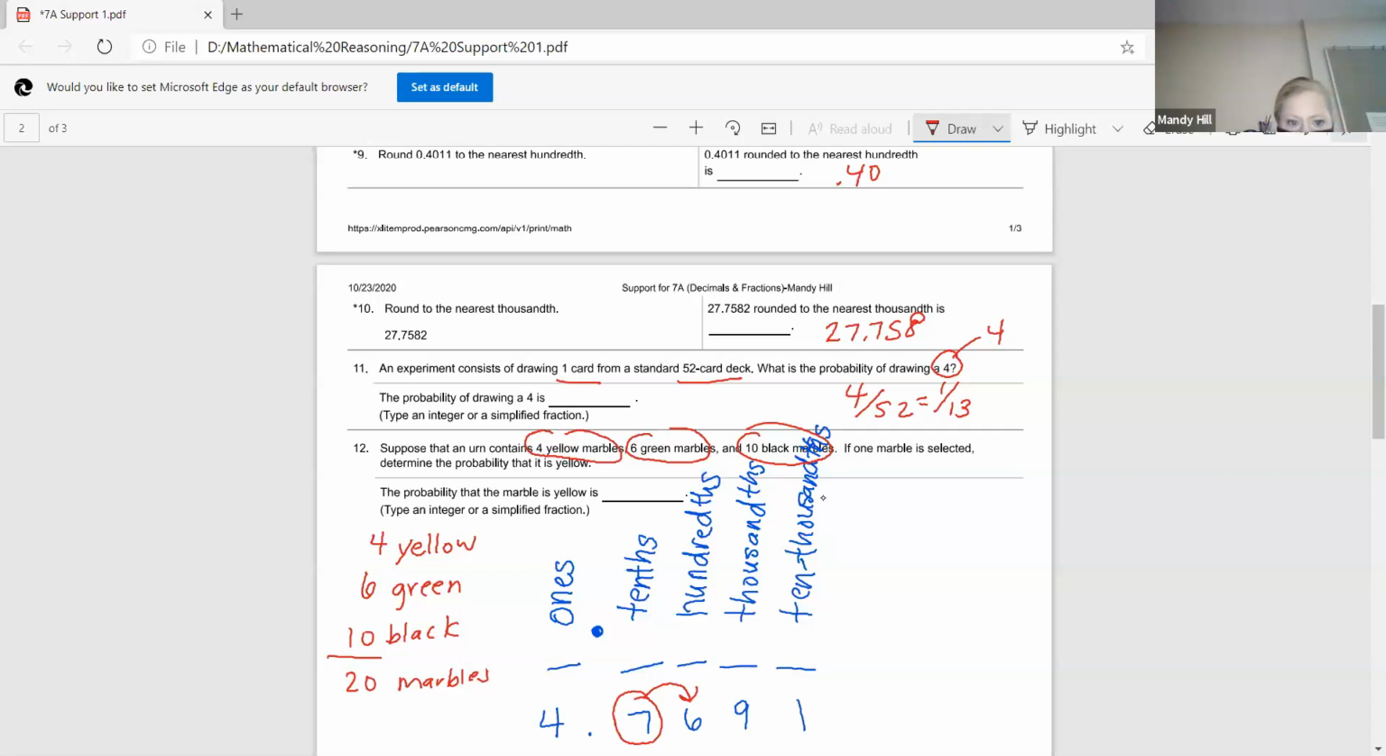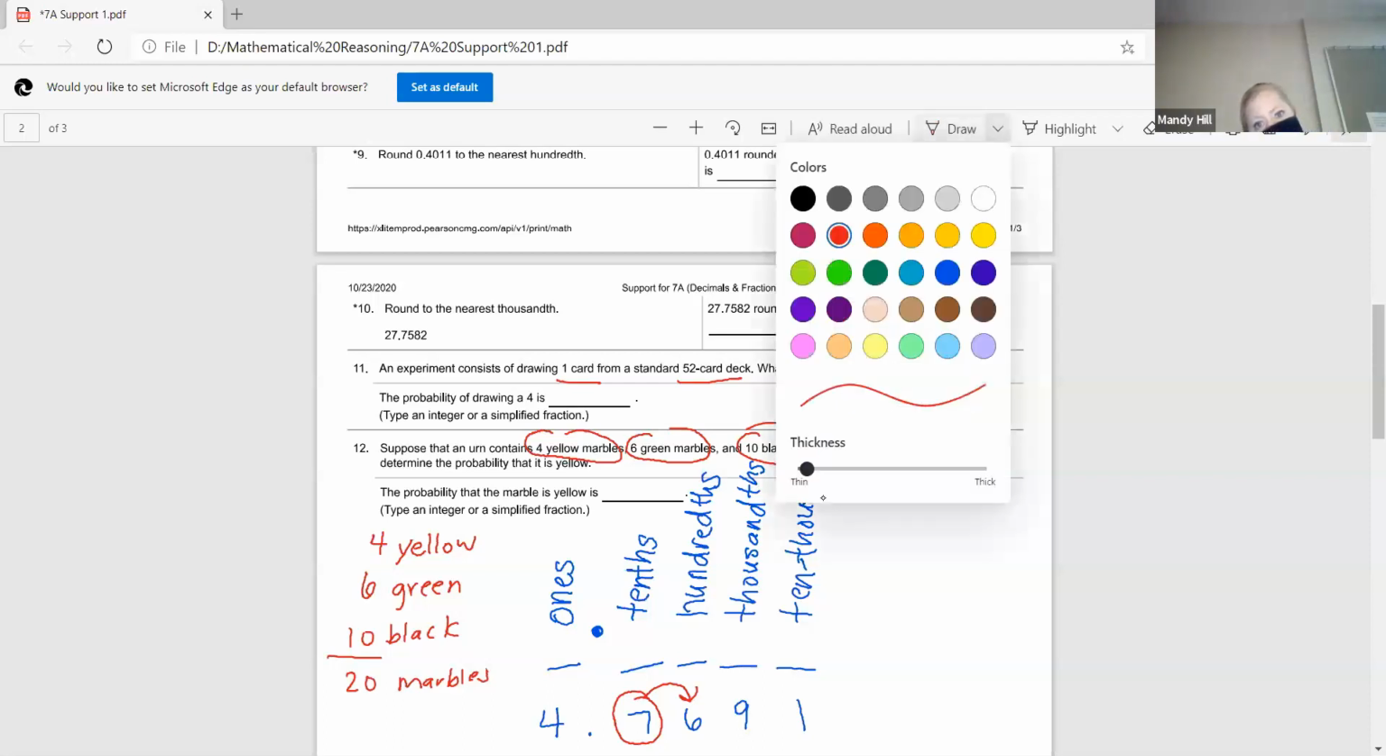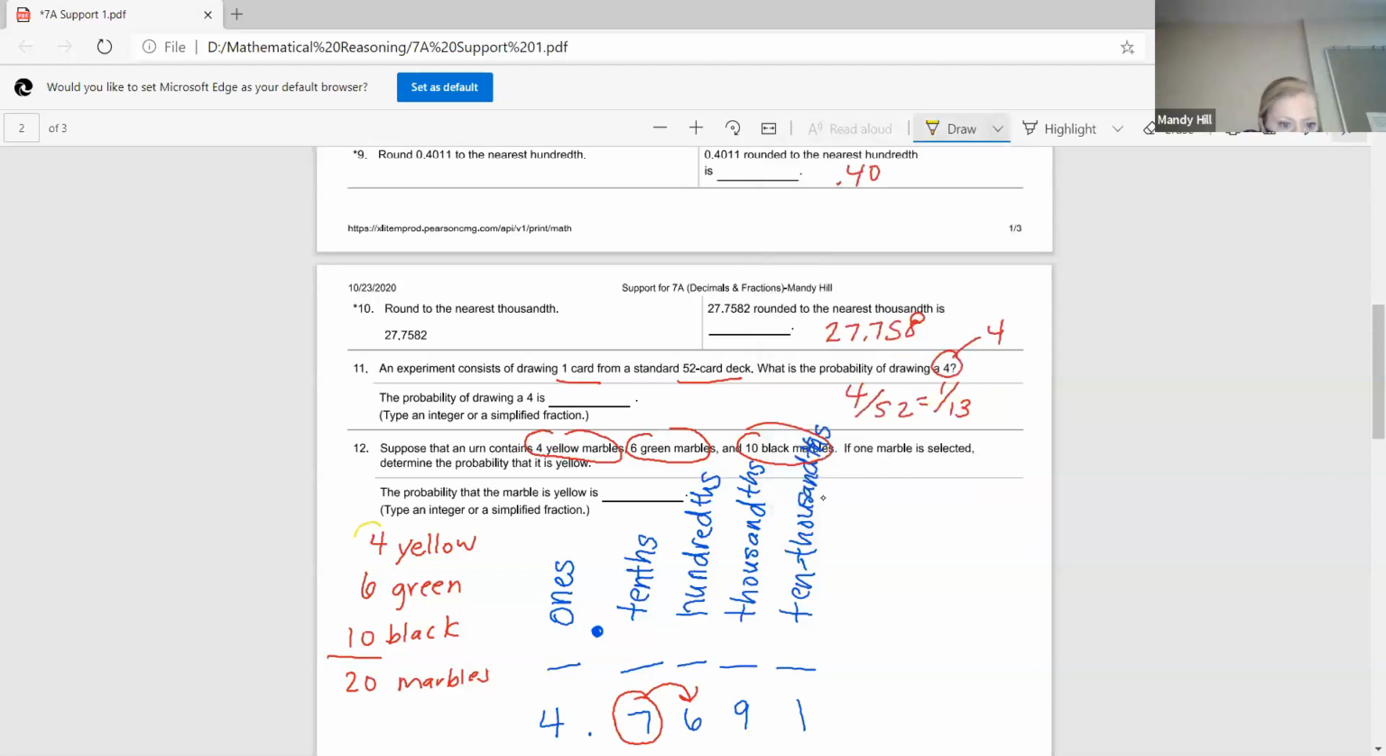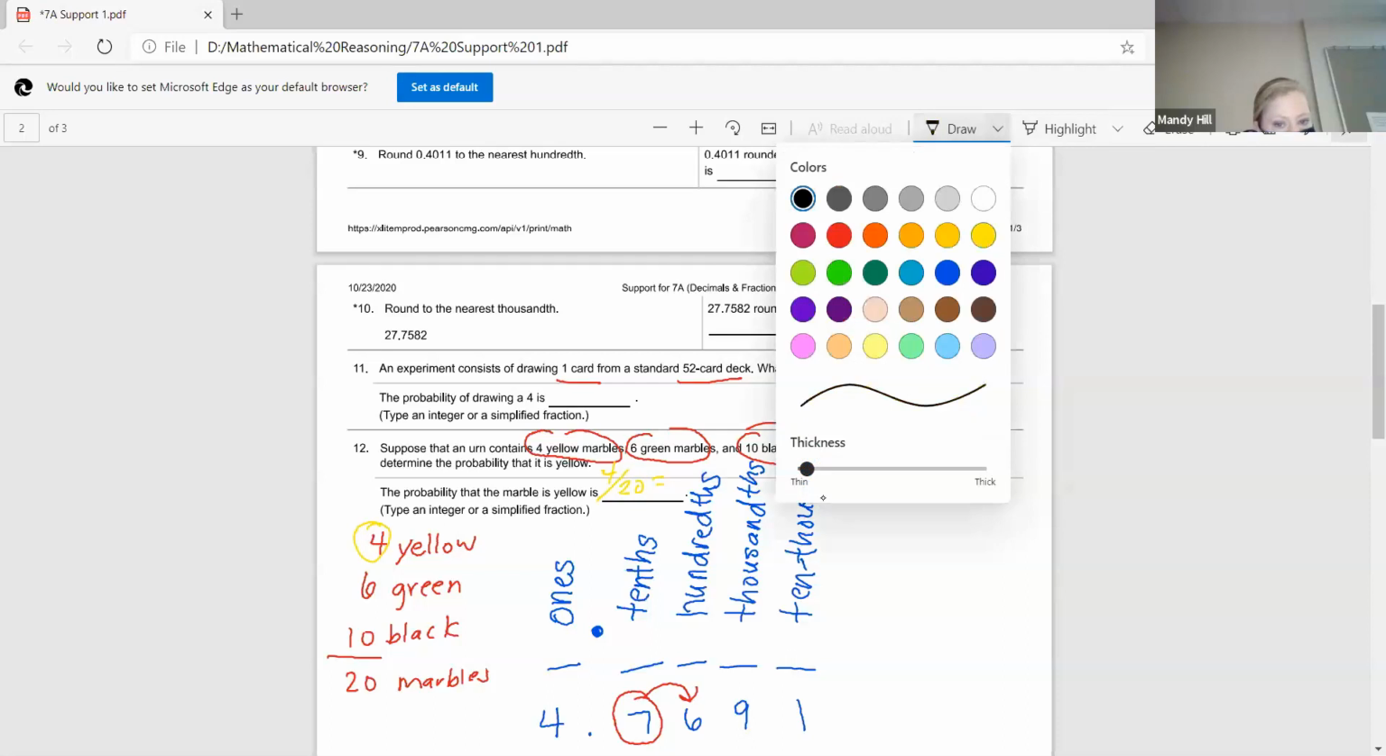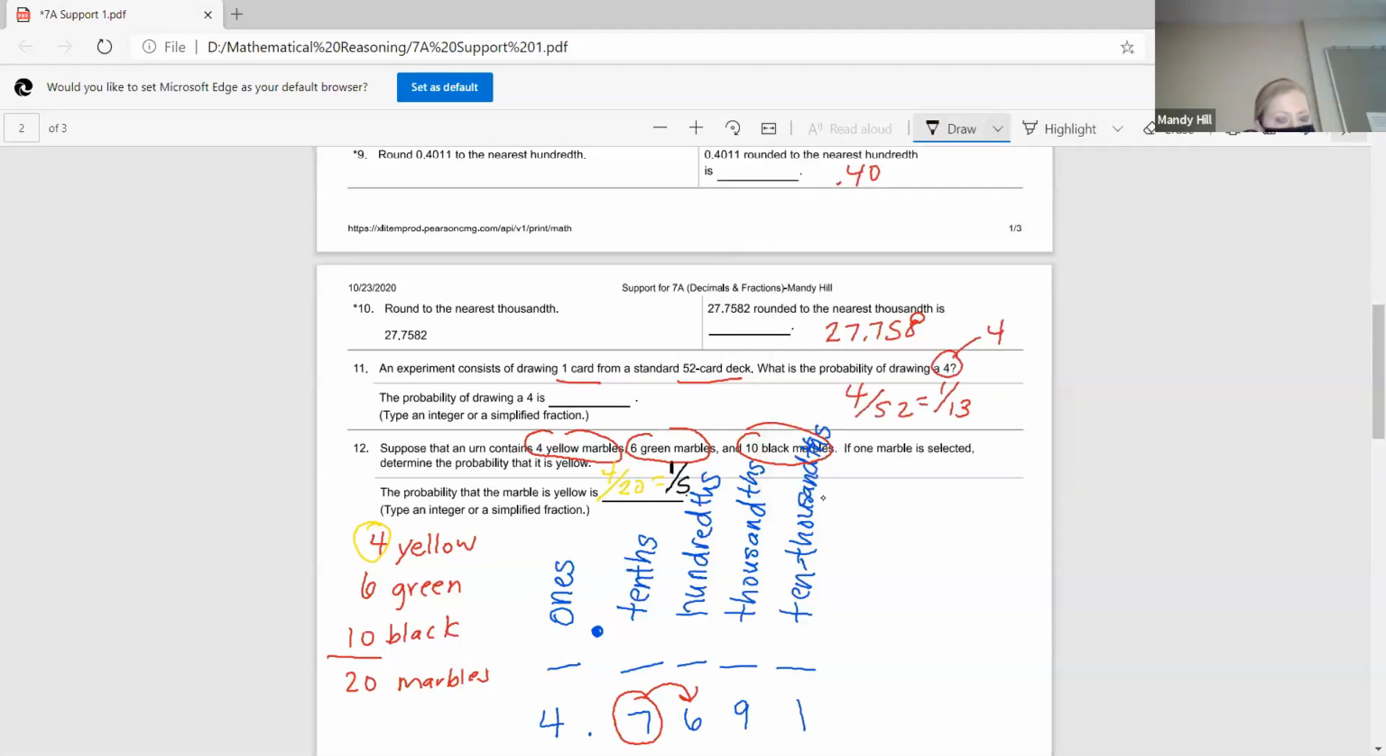And the question says, if one marble is selected, determine the probability that it is yellow. Well, the yellow ones are 4, so it would be 4 out of 20. And we would want to reduce that fraction. We can go to our graphing calculator to do that, but it's going to be 1/5 because 4 will go into 4 one time, 4 will go into 20 five times. So this is what you would want to put. That's going to be your probability. Okay, we good with that?